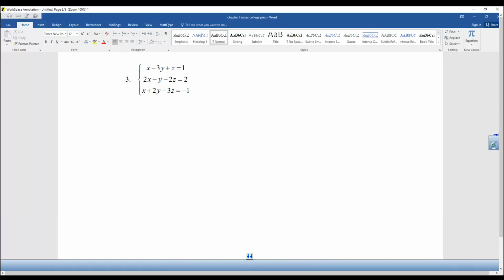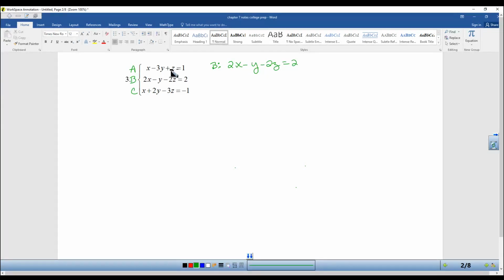All right, let's try another one. Number 3. So my first step is always to label them A, B, and C. This one's set up more traditionally. I need to get rid of a variable. It doesn't really matter which one you choose, but let's choose z this time. So B has a negative 2z. So I'm going to write 2x minus y minus 2z is equal to 2.